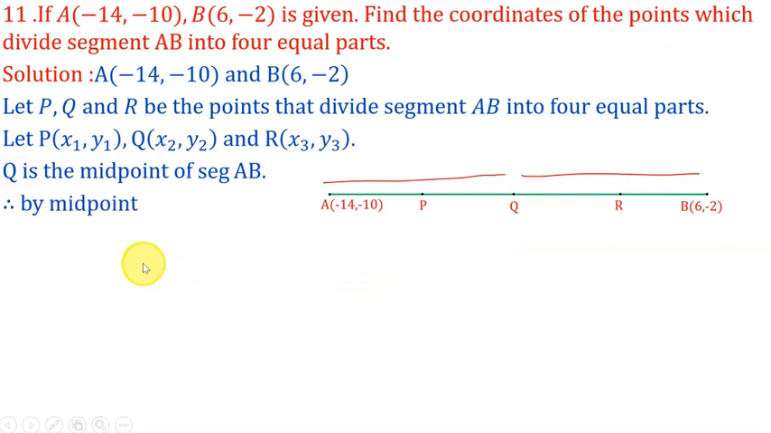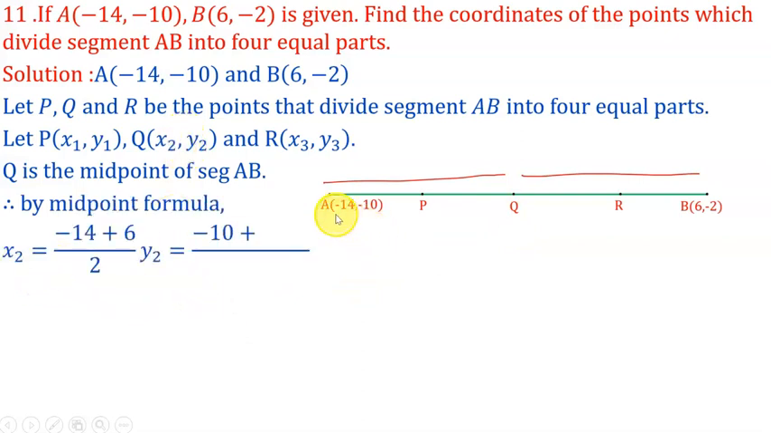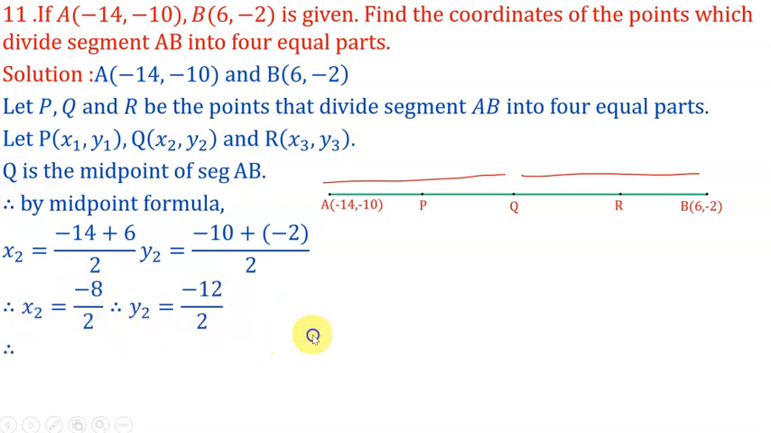Here, first, by the midpoint formula, x2 is equal to (-14 + 6)/2 and y2 is equal to (-10 + (-2))/2, and finally you will get here -8 upon 2 and -12 upon 2. Therefore x2 is -4, y2 is -6. Okay, these are the coordinates of the point Q.